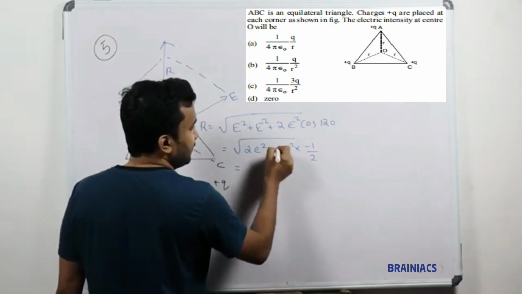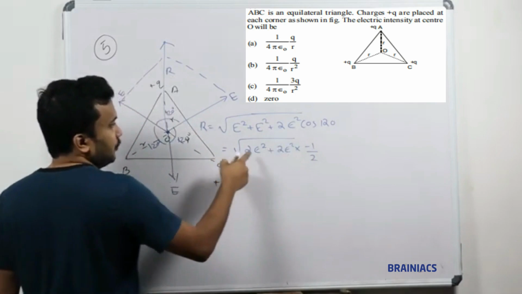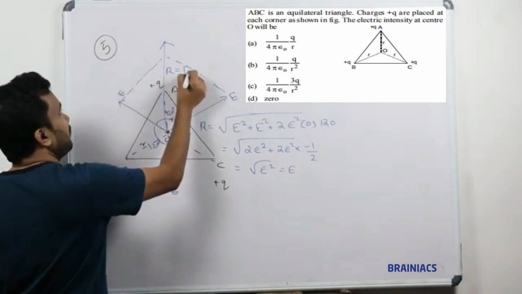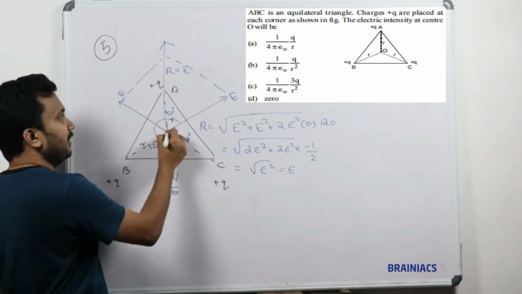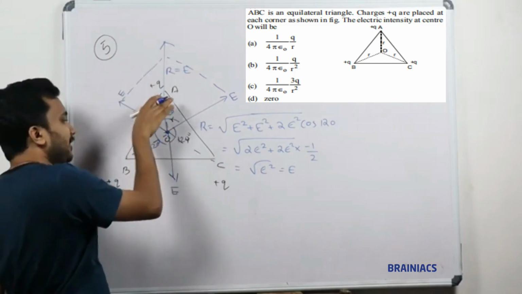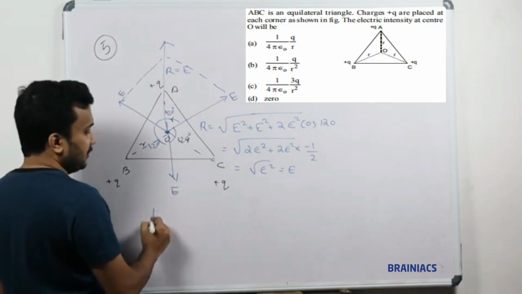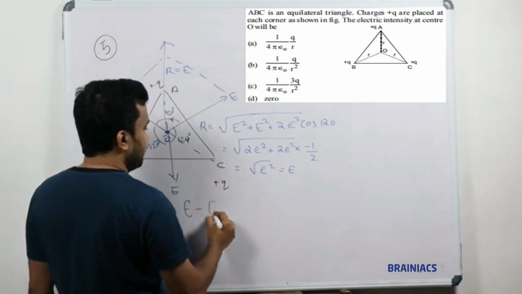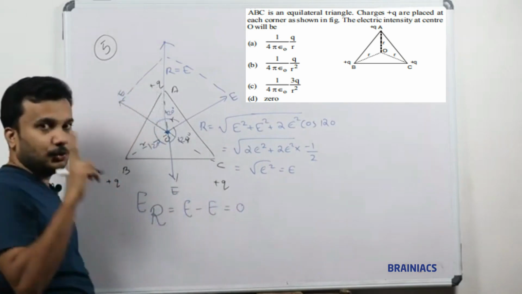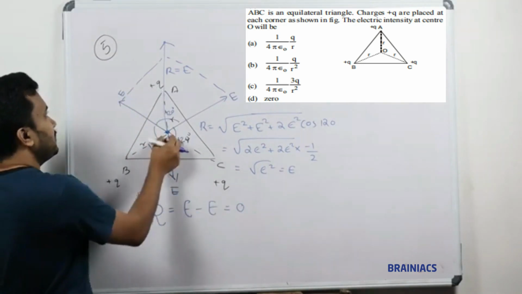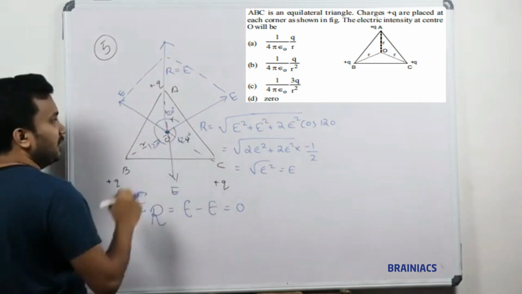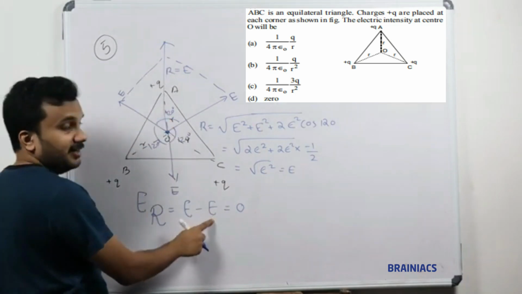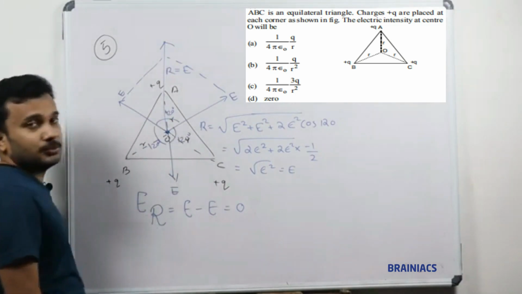So this will be cancelled. 2 and 2 will be cancelled. So 2E square minus E square is E square, root of which is E. So the resultant will be equal to E. Now if you look into this diagram, one electric field is going upward, another electric field is going downward. What is the total electric field? The resultant electric field will be E minus E, which is equal to 0. These are two electric fields, which are vector quantities. One is directing upward, another one is directing downward. So the upward resultant is E, and the downward is already E. So the total electric field will be equal to 0.